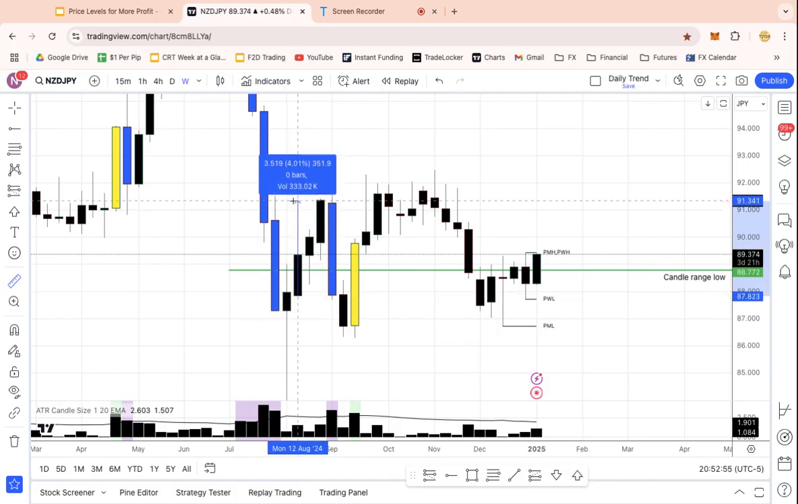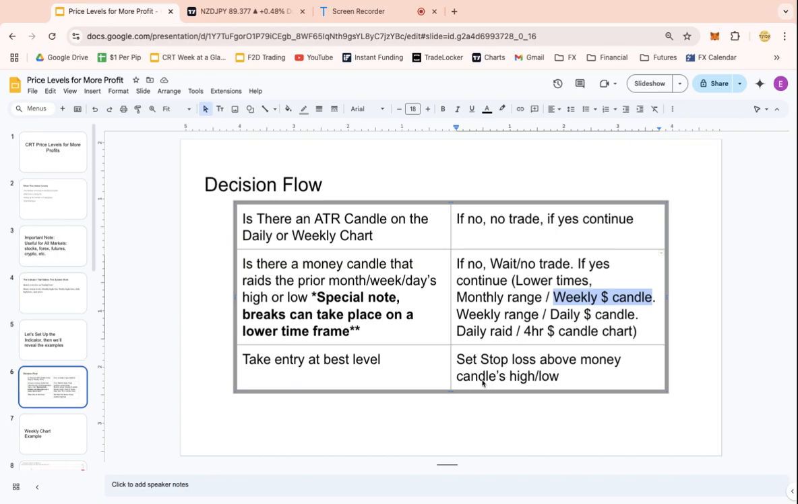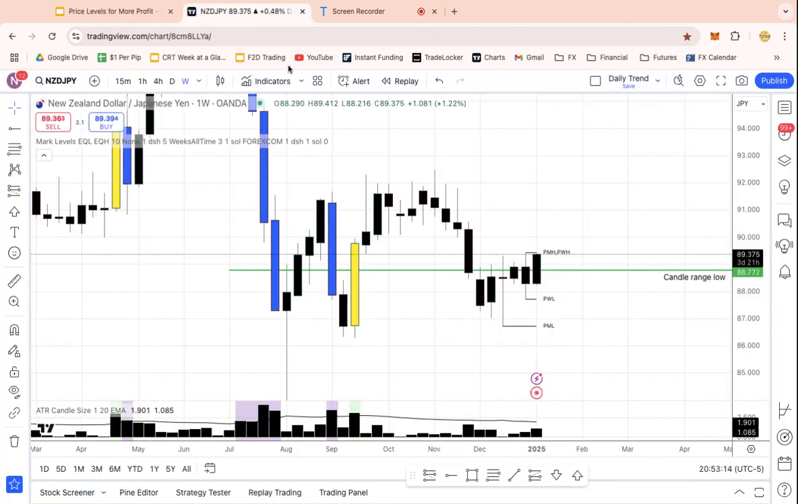on a perfect example, 351 pips. 351 pips over 3 weeks. So, you know, yeah, $10 a pip, that's $3 grand. That's not bad, but it's up to you. All right, so monthly range, weekly candle, which is what I just showed you. If you're dealing with a weekly range, you're looking for a daily money candle. So let's see if we can find one of those real quick.